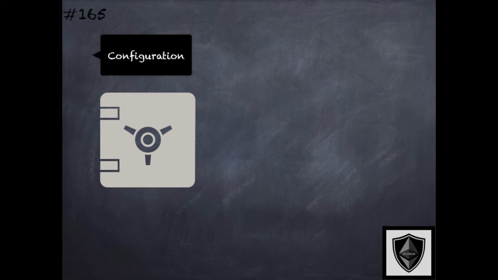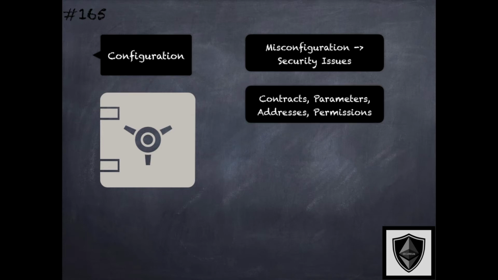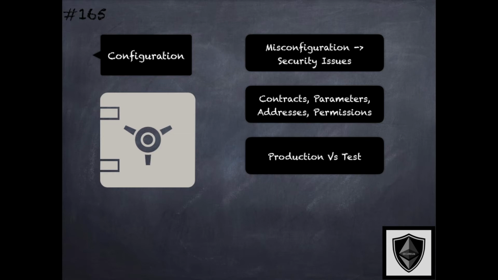Security issues arise not only from implementation errors but also from misconfiguration of system components such as contracts, parameters, addresses, and permissions, all of which may lead to security issues. Such configuration aspects should be documented and validated. Test configurations should be clearly marked as such and separated appropriately from production configurations.